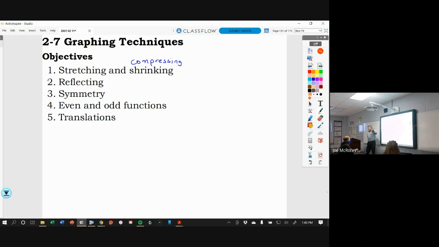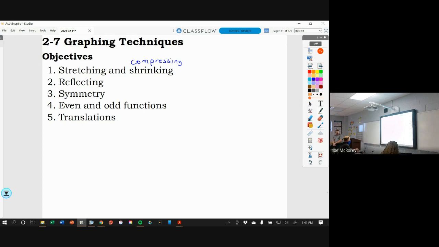So we're going to talk about vertical stretching, vertical compressing, horizontal stretching, and horizontal compressing. We're going to talk about reflecting, about mirror images, specifically reflecting across the x-axis or the y-axis. Obviously, if you reflect something across the x-axis, it is symmetric about the x-axis. If you reflect it across the y-axis, it is symmetric about the y-axis.